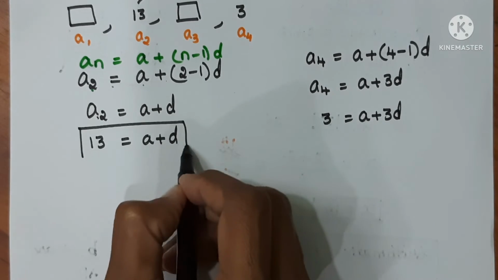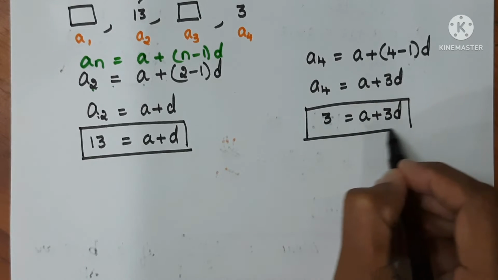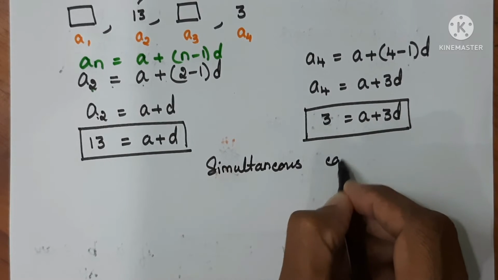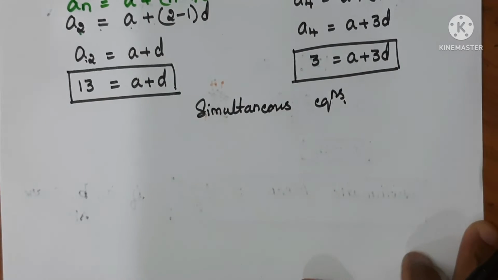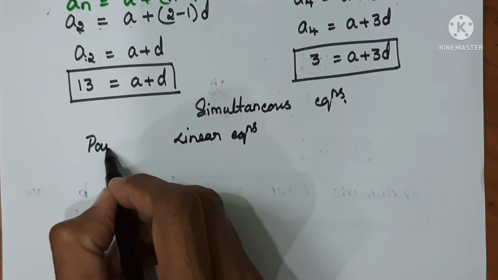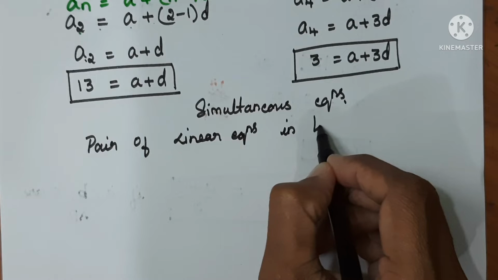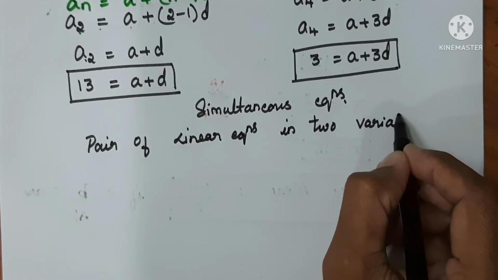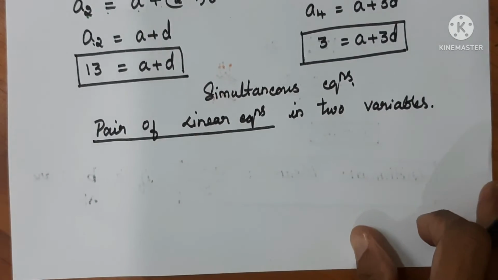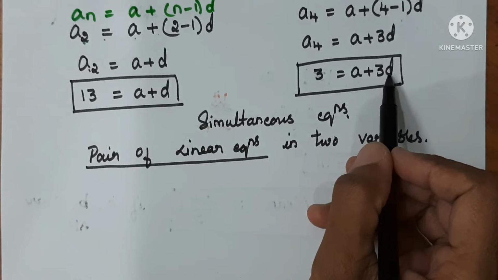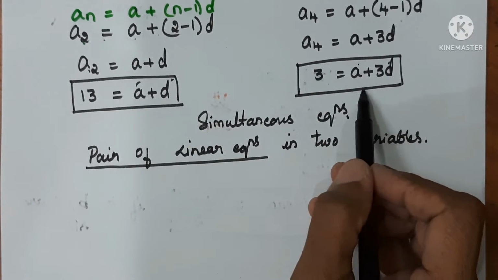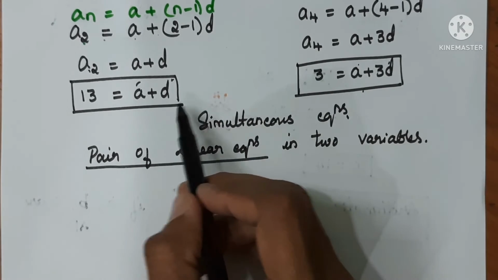Here these two equations are simultaneous equations. They are also called linear equations, a pair of linear equations in two variables. You are going to learn about this pair of linear equations in the third chapter. Here these two equations are a pair of linear equations where there are two unknowns, two variables, and they are linear equations. We can solve these two equations to get the values of a and d.